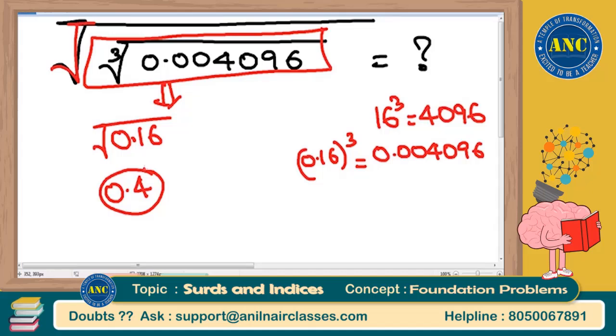I hope the idea is clear, sir. 16 cube is nothing but 4096. Sir, how is 16 cube 4096? All those things we have already discussed in how to find the square of a number and how to find the cube of a number in our speed maths sessions.